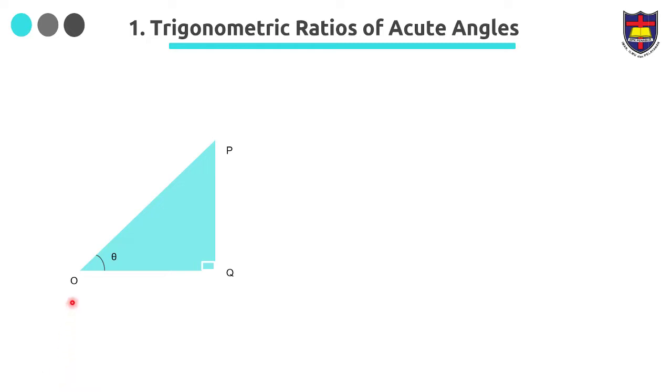We have a triangle OPQ, and here we also have an angle theta. The side in front of angle theta will be called the opposite side. And this side OQ beside theta will be called the adjacent side. The longest side will be called the hypotenuse.